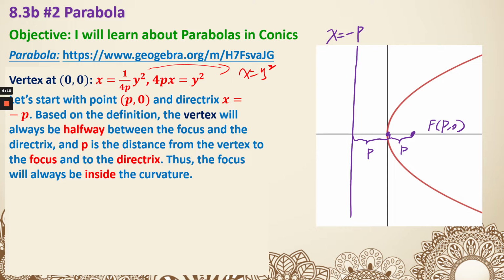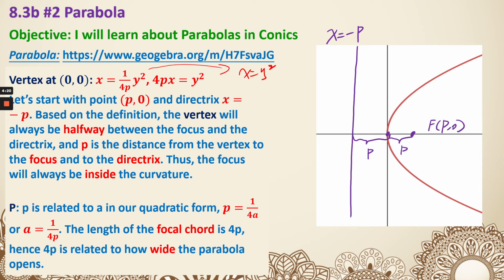So yeah, and p is the distance from the vertex to the focus and to the directrix. Thus, the focus will always be inside the curvature. Focus right here is inside the curvature. Next, p is related to basically how wide it opens, but related to the a in our quadratic form of the parabola function. Now, we have talked about this already last time.